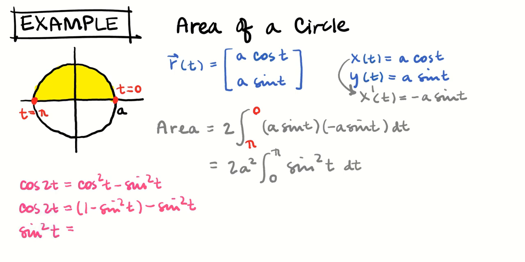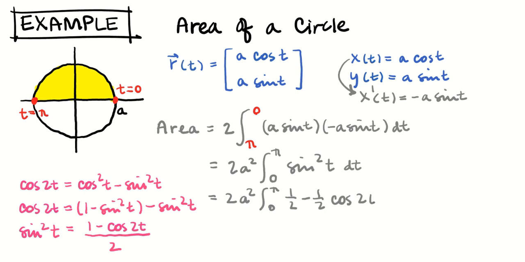Oh, wait, no, hold on. I'd have 1 minus cosine 2t, all divided by 2. And maybe instead of writing it as a fraction like that, I would actually do the division and say that's 1/2 minus 1/2 cosine 2t.